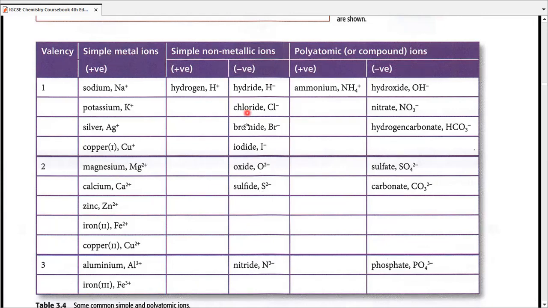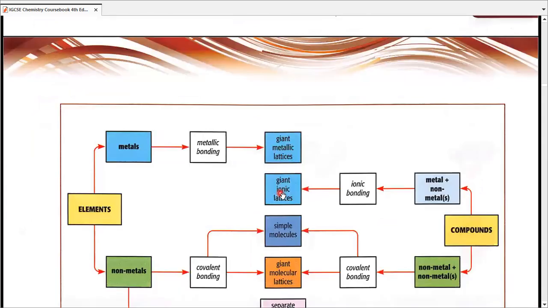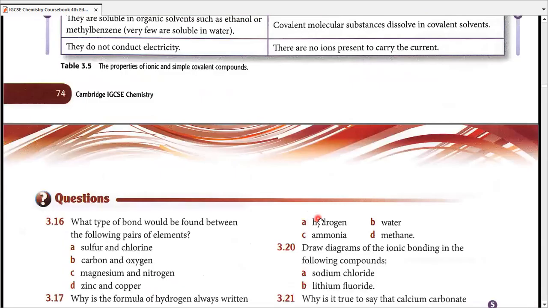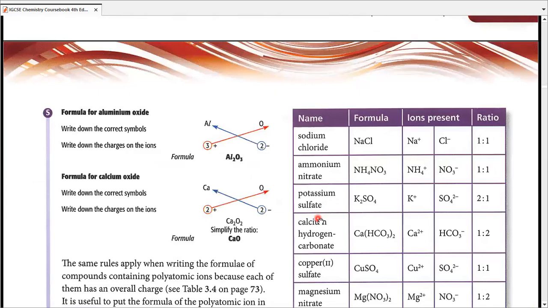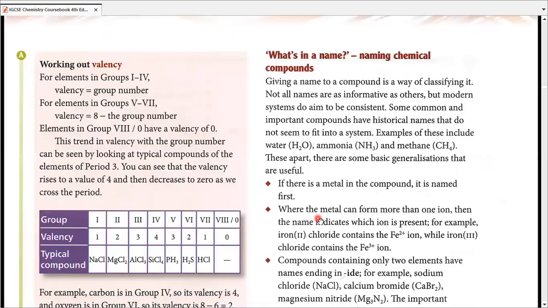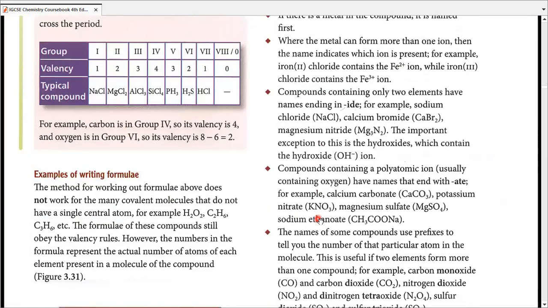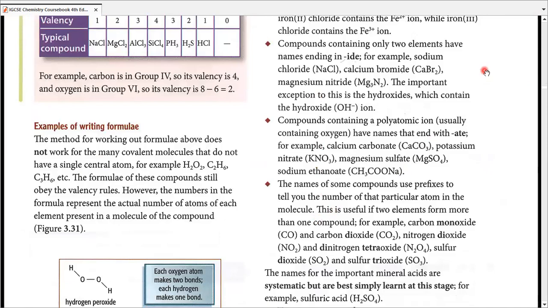Now you may connect the dots of this huge table with the rules of naming we have on a very different page. Okay, getting back to the original page where we were reading the names. So now you know what we do with 2 elements.